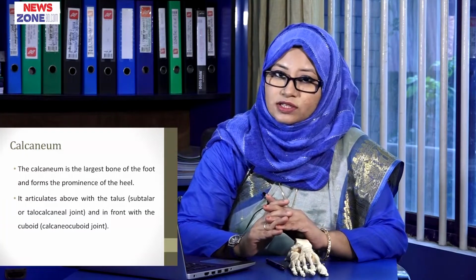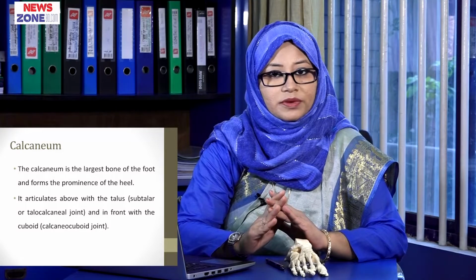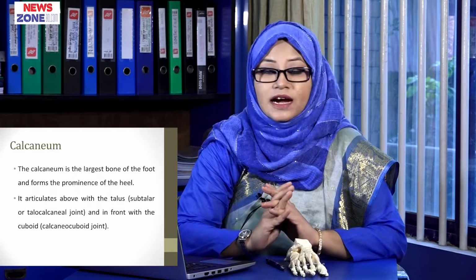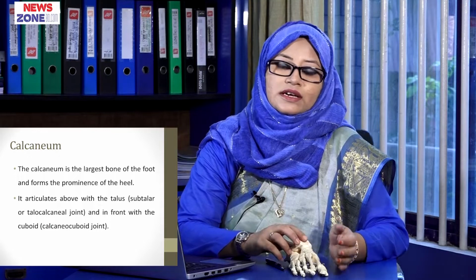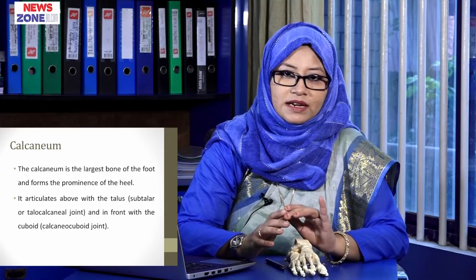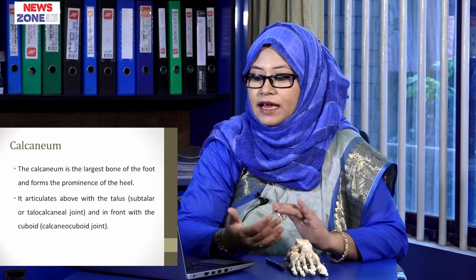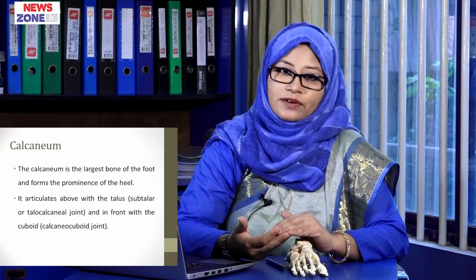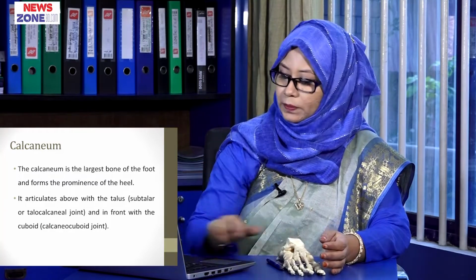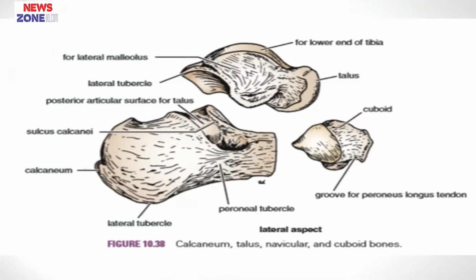Now the calcaneum bone. The calcaneum is the largest bone of the foot and forms the prominence of the heel. It articulates above with the talus and forms the subtalar or talocalcaneal joint, and in front with the cuboid bone and forms the cuboidocalcaneal joint. In this figure, we can see this is calcaneum, this is talus, and this is cuboid bone.